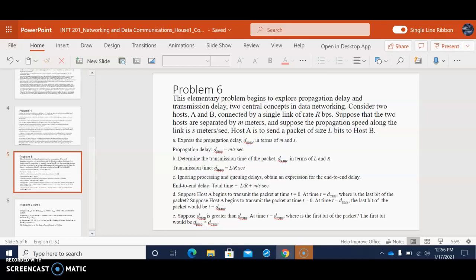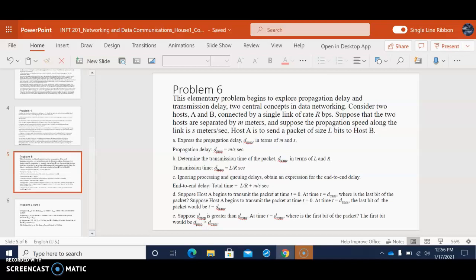So, the question is giving us how we should start our equation, which would be dprop. So, propagation delay would be dprop equals m over s seconds. Now, for part B, determine the transmission time of the packet, dtrans, in terms of L and R. For that, it also gives us the equation. The transmission time will be dtrans equals L over R seconds.